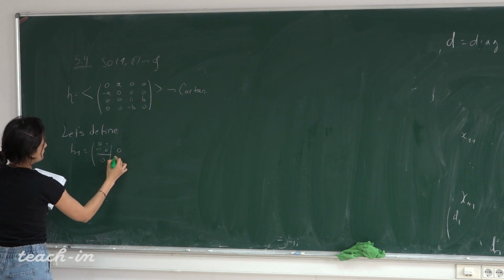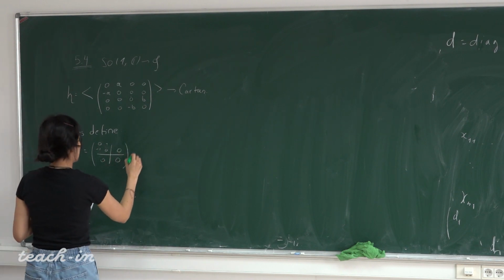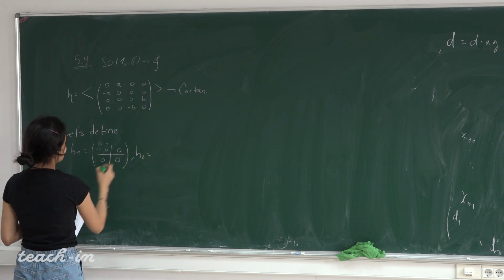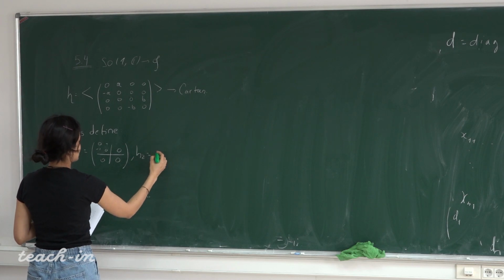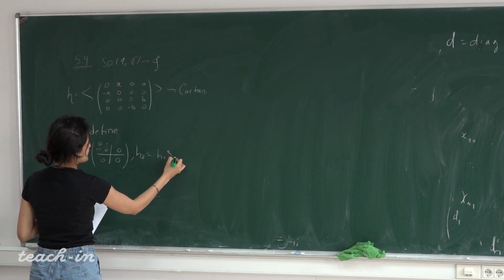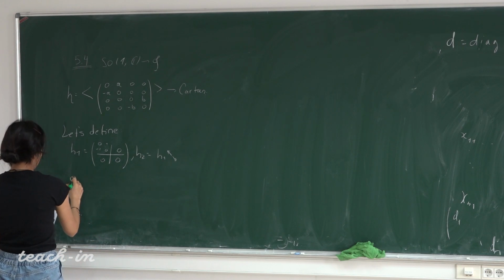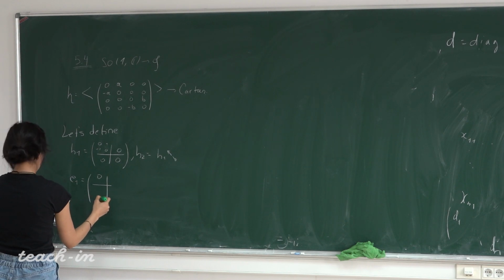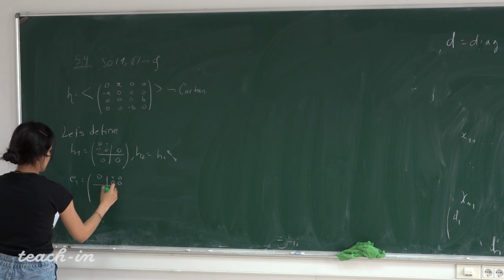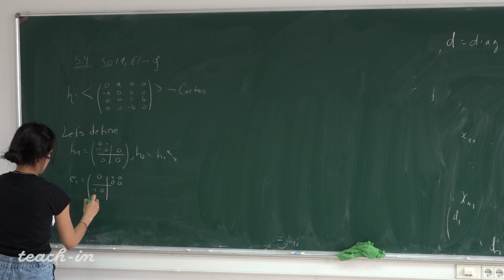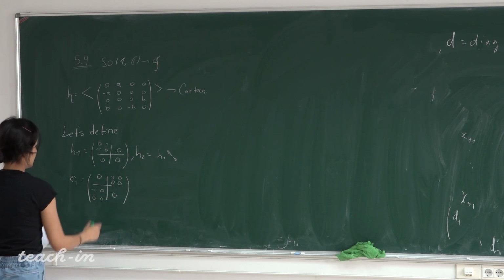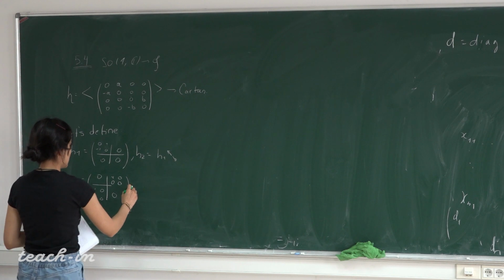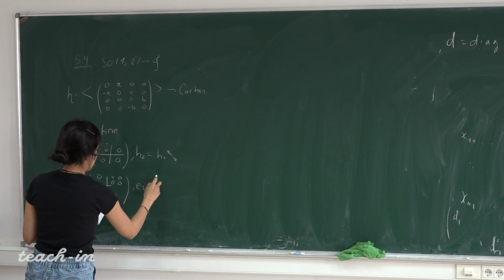My H2 would be similar, but this block goes to the bottom. So it's like H1, but you do this switch. E1 would be this. We have this algebra. It's 6-dimensional, so we will have our 6 generators. I will write them here.